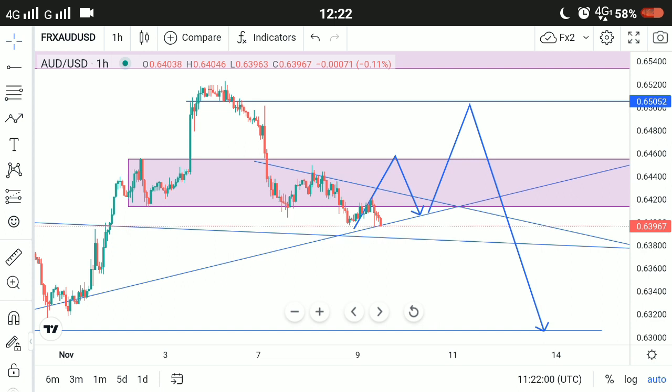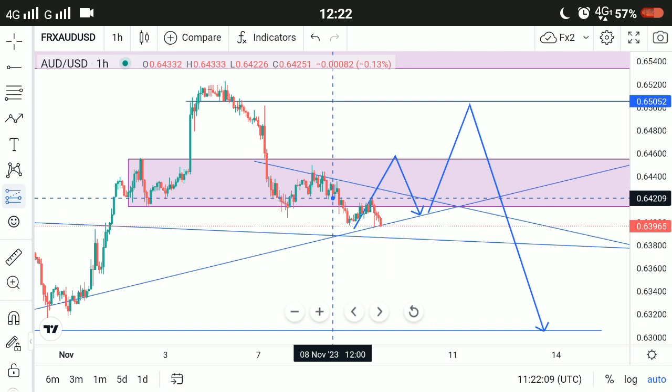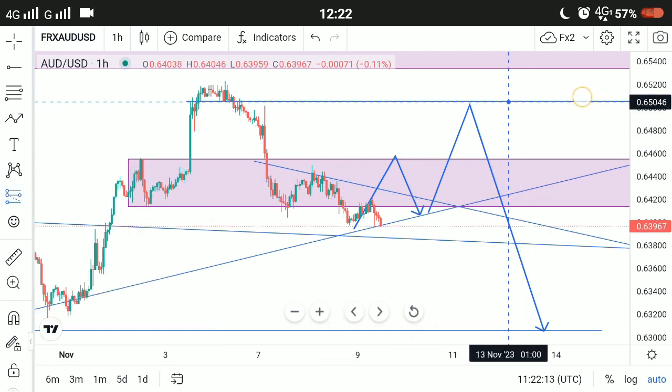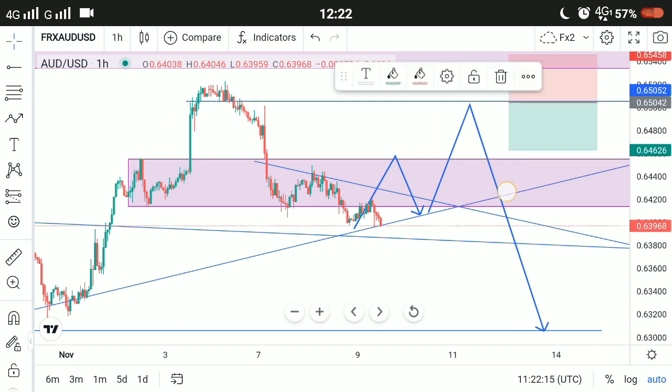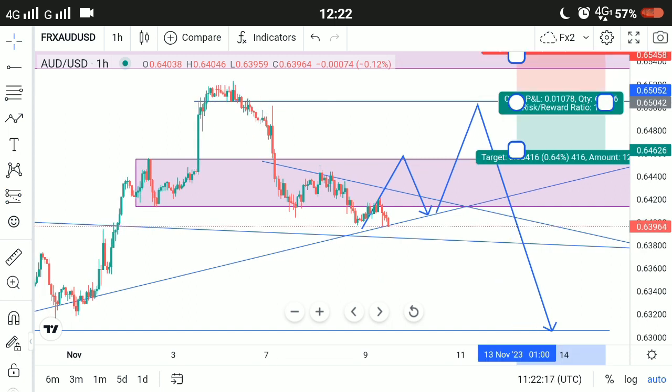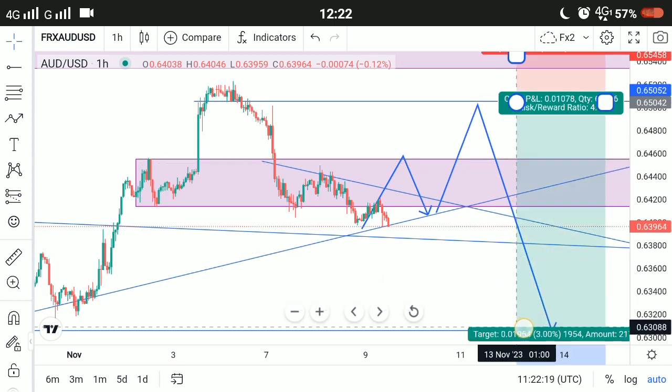But based on what I'm seeing here, we're expecting to see that price either breaks this high to the upside, and I'll now enter my short position. At this point, this is where I've been able to take sell trades. At this point, okay, I'll pick my sell trade and target the downside.